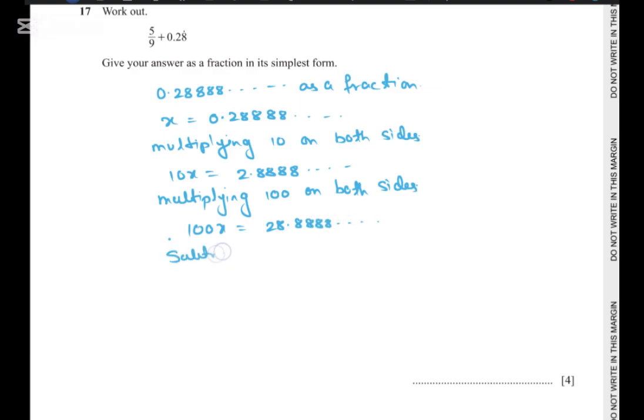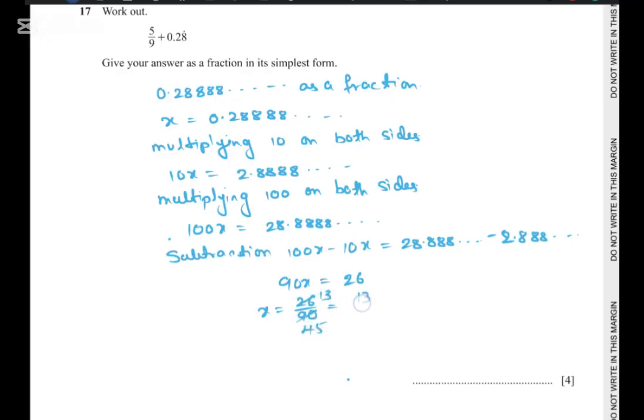Subtracting, 100x minus 10x is equal to 28.8888 minus 2.88888, so 90x is equal to 28 minus 2, which is 26. Now x will be 26 by 90. So that means 0.2888 is 26 by 90. You can simplify it by 2: 13, and 45. So 13 by 45.